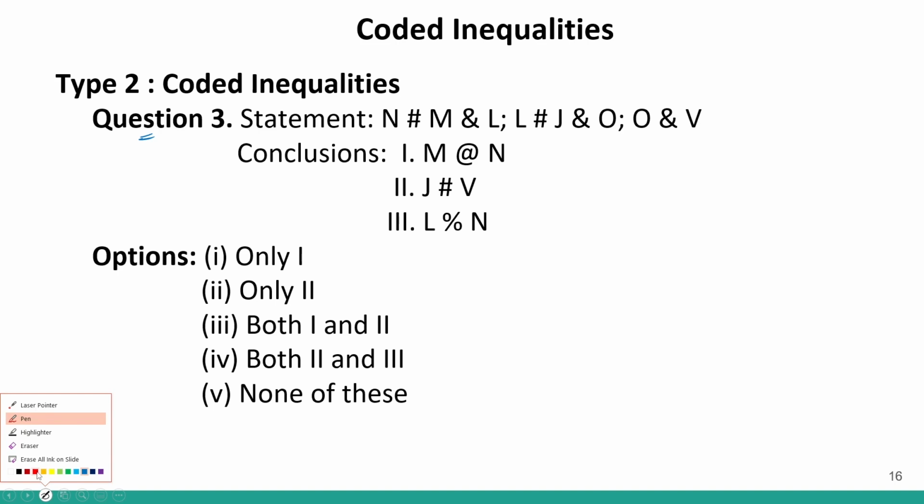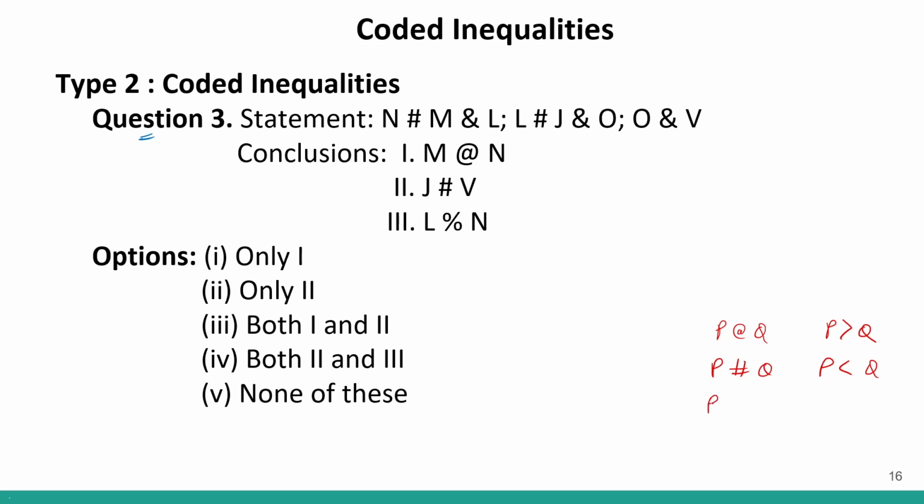Let me quickly write the codes for your reference. P@Q means P is greater than Q. P hashtag Q means P is less than Q. P$Q means P is equal to Q. P%Q means P is less than or equal to Q, and P&Q means P is greater than or equal to Q. These are your coded and direct inequalities.